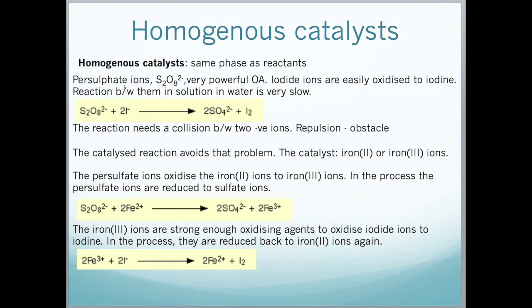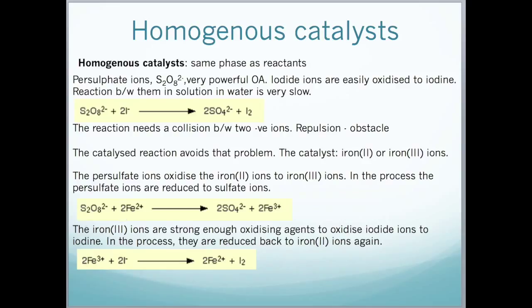We have persulfate ions, which are a very powerful oxidizing agent, which oxidizes iodide ions into iodine. This reaction, shown here between the solutions, happens very slowly, and this is because the reaction needs a collision between two negative ions, this one and this one. There is a lot of repulsion between these two, which is an obstacle. To overcome this obstacle, we can use a catalyst, iron 2 plus.